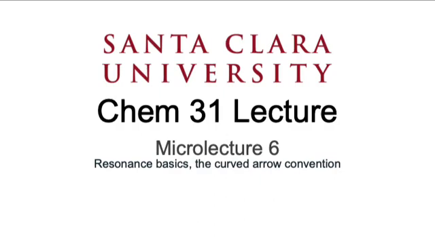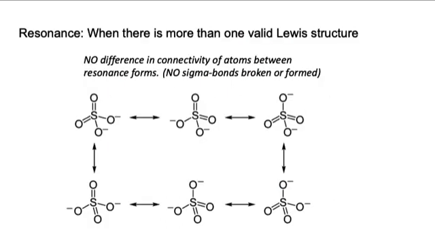Welcome to Microlecture 6 on resonance basics and the curved arrow convention. We can't get too far in our understanding of drawing Lewis structures without realizing that sometimes there is more than one way you can draw a Lewis structure. These different ways are called resonance forms of each other, and I just want to be clear that there is never going to be any difference in the connectivity of atoms between one resonance form and another. We are never going to make or break sigma bonds.